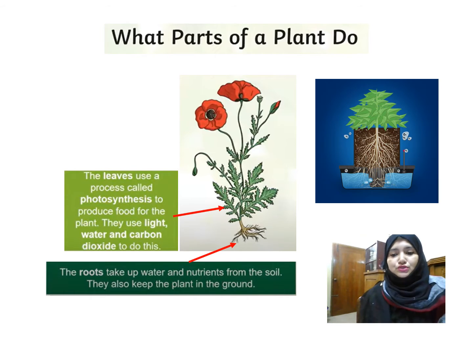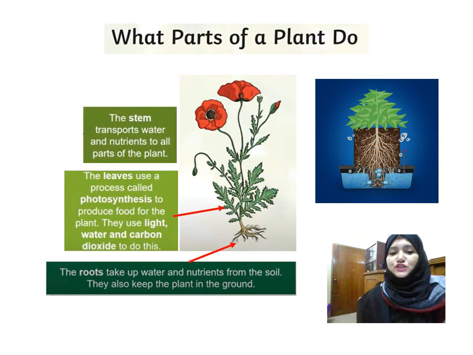Look at this animated picture. This picture shows you the transportation of water molecules and different nutrients from the soil through the root to the rest of the parts of the plant. The stem transports water and nutrients to all parts of the plant. That means the roots take up water and nutrients from the soil, and then the stem transports water and nutrients to all parts of the plant.